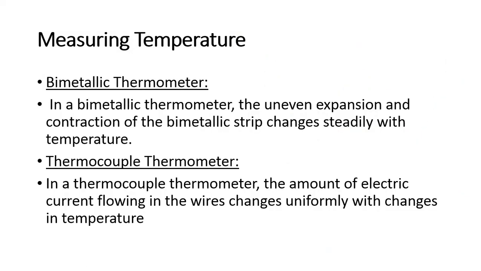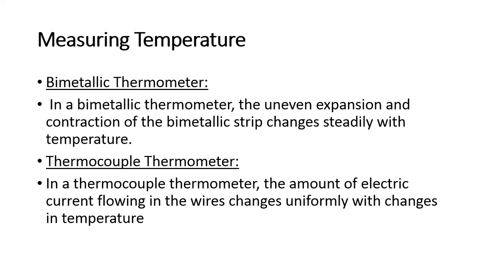Now the next thermometer they have given us is the bimetallic thermometer. In a bimetallic thermometer, the uneven expansion and contraction of the bimetallic strip changes steadily with temperature. So in this thermometer they are using the principle of the bimetallic strip, which we have also studied in many other appliances, materials, or things. The next is the thermocouple thermometer.